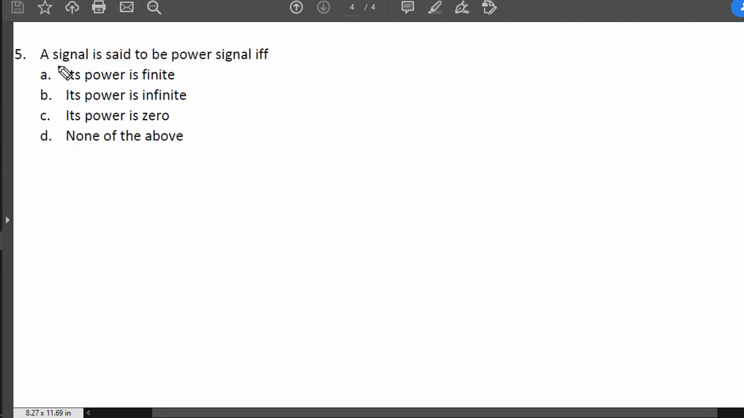Now we will look at the 5th question. The 5th question says that a signal is said to be a power signal if and only if its power is finite, its power is infinite, its power is 0, or none of the above. As we discussed in question number 4, what was the second point? The second point was a signal is referred to as a power signal if and only if its average power is finite. So the answer is its power is finite. This is the nearest option I get as a solution to this problem.